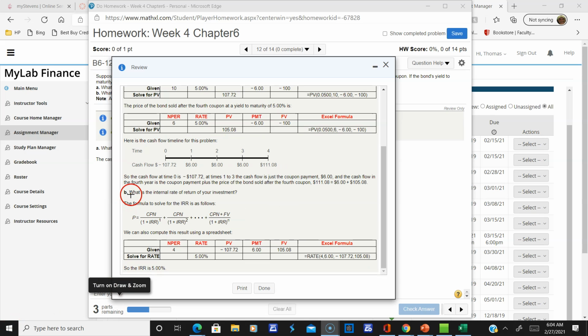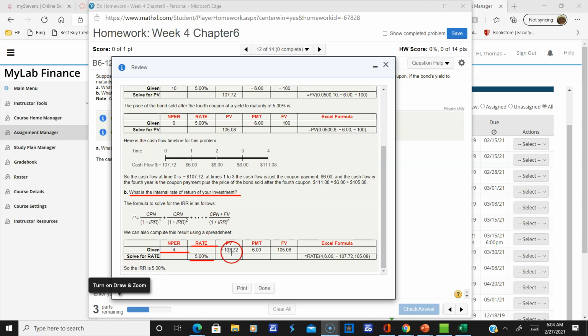So for part B, they want to know what the internal rate of return is, and I did a video, I believe, and I told you you didn't have to worry about the equation. All you had to do was use the IRR function in Microsoft Excel. In this case, they used the rate function. So you could use the rate function right here to determine that, and it comes out to 5%. So they want to know what the internal rate of return was after those 4 periods that you had it.